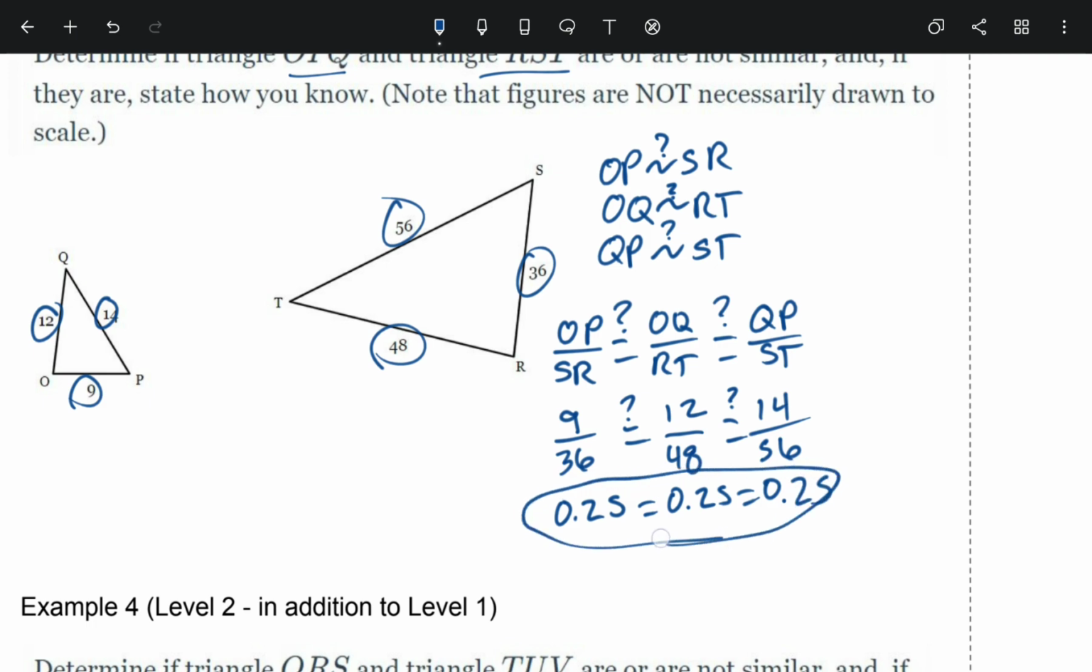Since all three of these are equal, 0.25 equals 0.25, which also equals 0.25, then we know that the triangles are similar. So yes, because of the side theorem, we're given all three sides for both triangles, and each side has a corresponding side on the other triangle. So we can use the side theorem.